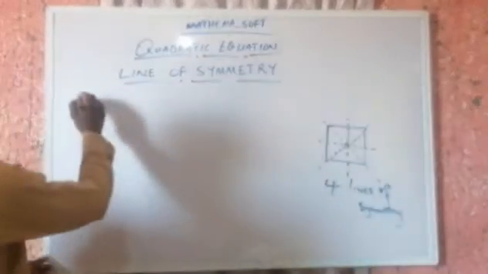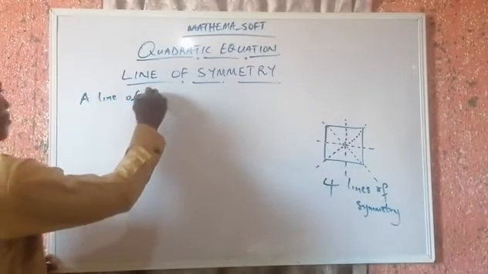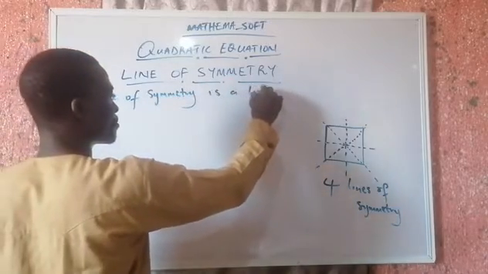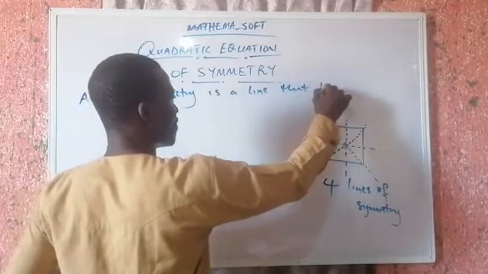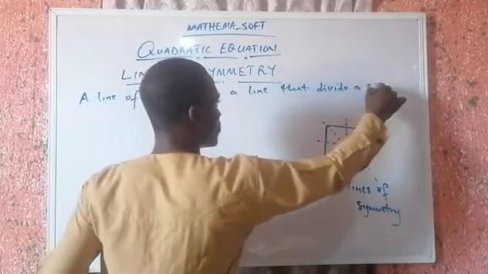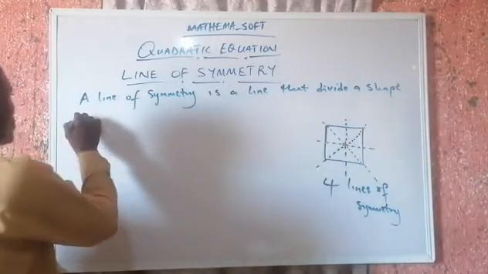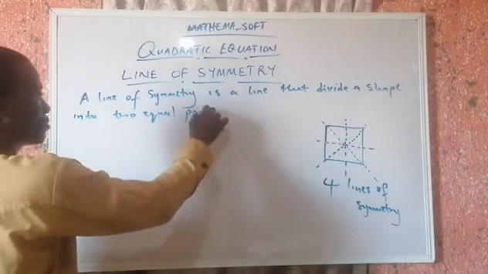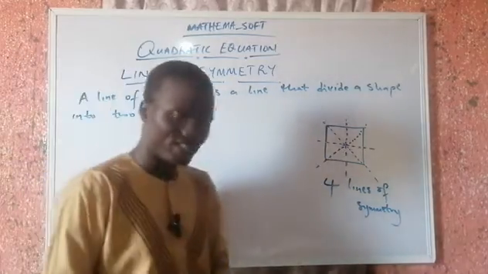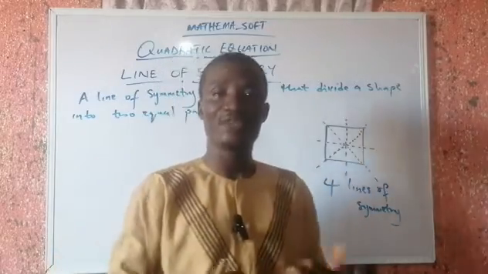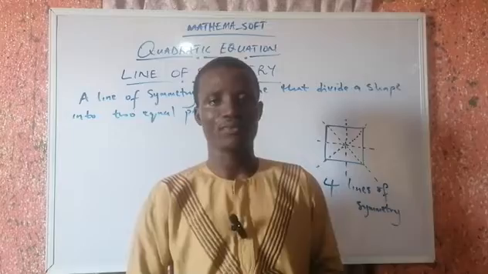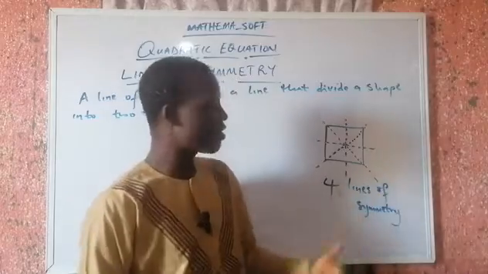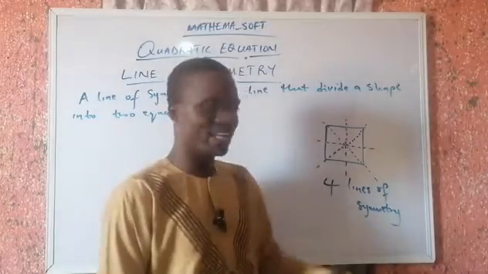So we say a line of symmetry is a line that divides a shape into two equal parts. So you must note that different shapes have different lines of symmetry. For example, we have checked for a square, and we discovered that a square has four lines of symmetry.